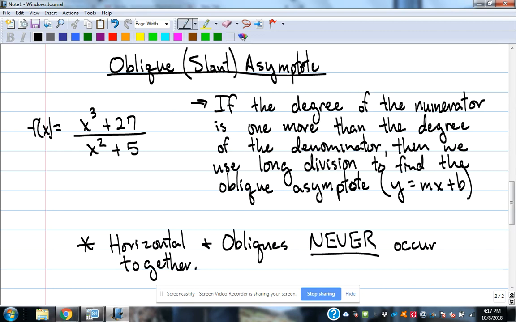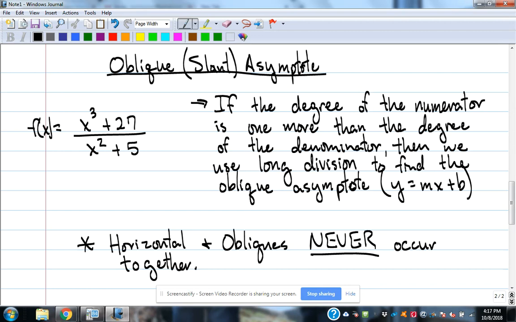Horizontals and obliques, you only have in these situations. These are the only ways you're going to have horizontals. If the top is smaller than the bottom, it's y equals 0 always. If the top is equal to the bottom in degree, then it's the ratio of the leading coefficients. That's the two scenarios for horizontals. The only scenario for an oblique is the top is one more than the bottom. If there's anything else happening, then you don't have horizontals or obliques. It's possible to not have either of those. Vertical asymptotes generally always exist if it's a rational function because you've got an x in the denominator. It's there.